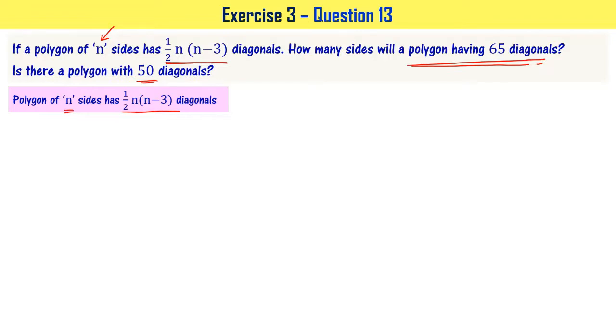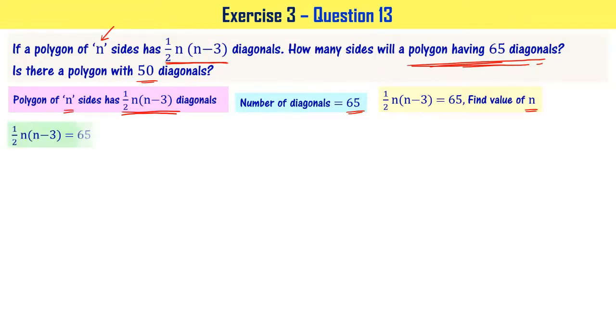The first one is where 65 diagonals are given. We want to find how many sides. Let me say that the number of diagonals is equal to 65. It means half times n times n minus 3 equal to 65. We have to find the value of n, which gives you the number of sides. Let me write this equation by taking this 2 to the other side. I can write it as n times n minus 3 equal to 2 times 65. That can be written as n square minus 3n equal to 130.